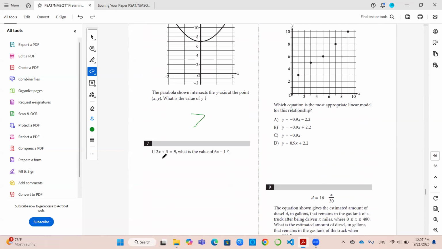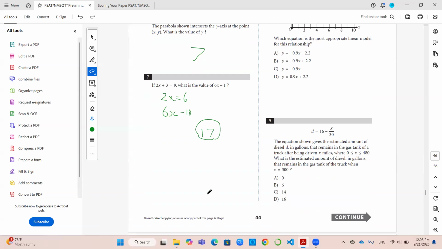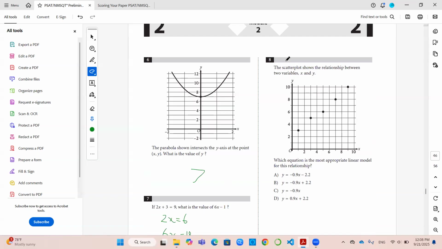If 2x plus 3 is 9, what's the value of 6x minus 1? So 2x is equal to 6. 6x is equal to 18. So it's 18 minus 1, that's 17. So yeah, 17.